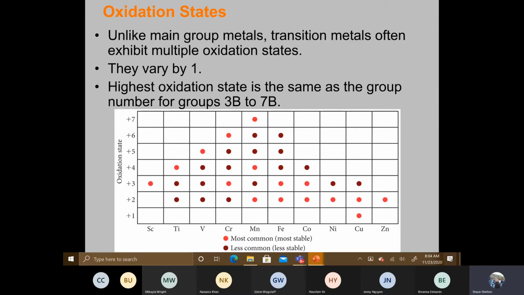What we did was we actually looked at the most common oxidation states. These are the ones that are more stable. They're all colored in red. If we look at copper, copper can be +1 or +2. That's the more common oxidation states, but copper can also be +3. You very rarely see that.